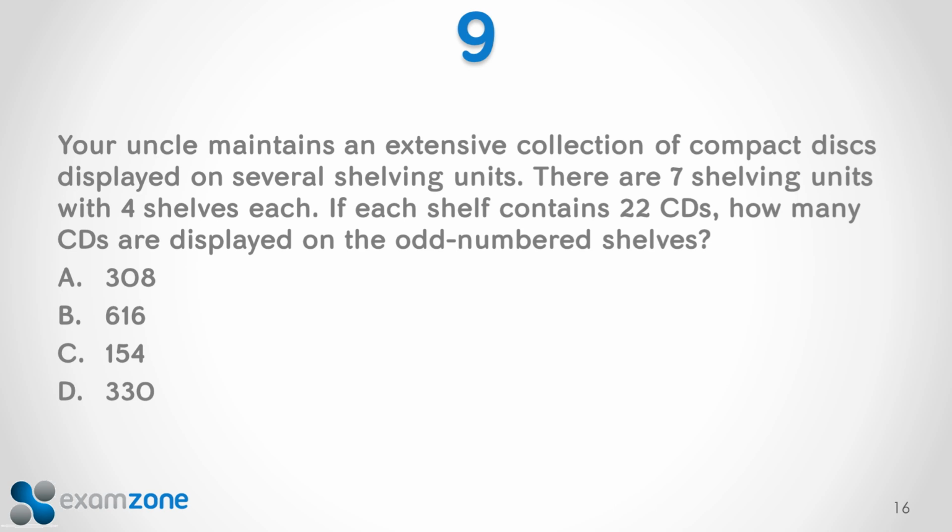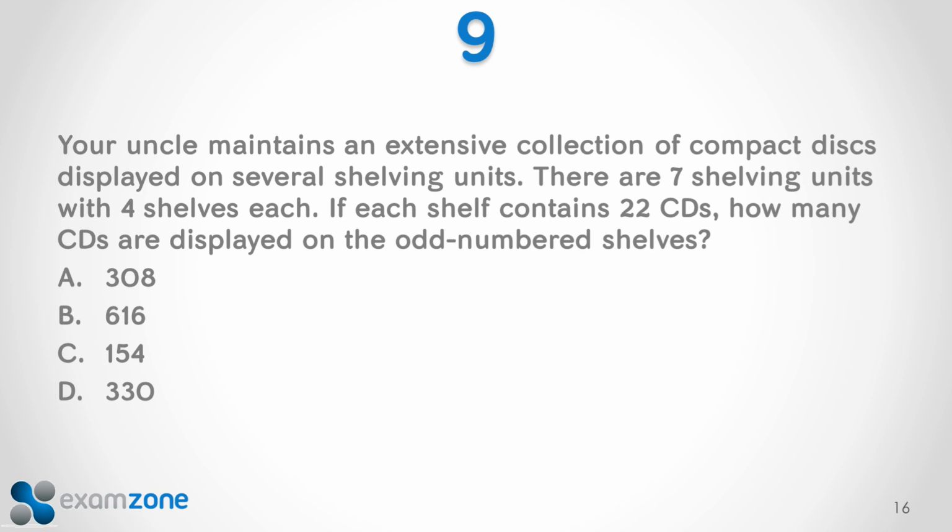Problem solving, just getting it done in a reasonable amount of time. So this is similar to the boxes. We got this allocated to that. 7 shelving units with 4 shelves each. So I got 28 shelves. And each one has 22 compact discs. And then here's the wrinkle. How many are displayed on the odd numbered shelves?